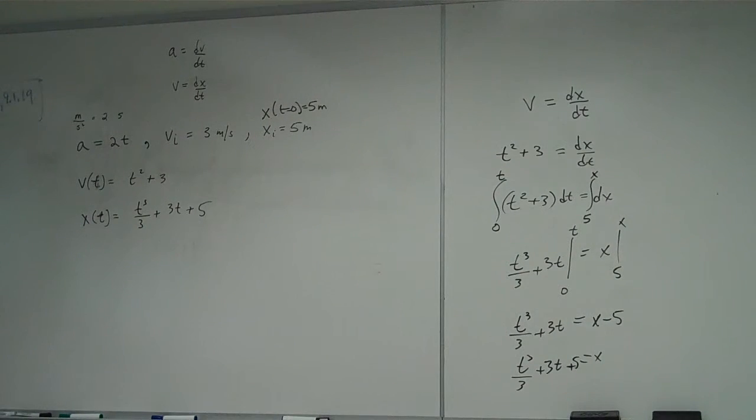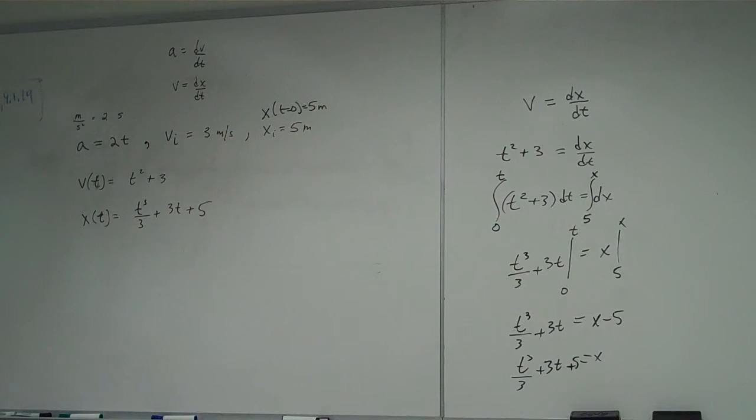Yep. Where is the particle when time is equal to 1 second? Anybody? 8 1/3. Correct. And the questions could go on. When is the velocity equal to 4 meters per second? Time is equal to 1 second. So you set this equal to 4 and solve.